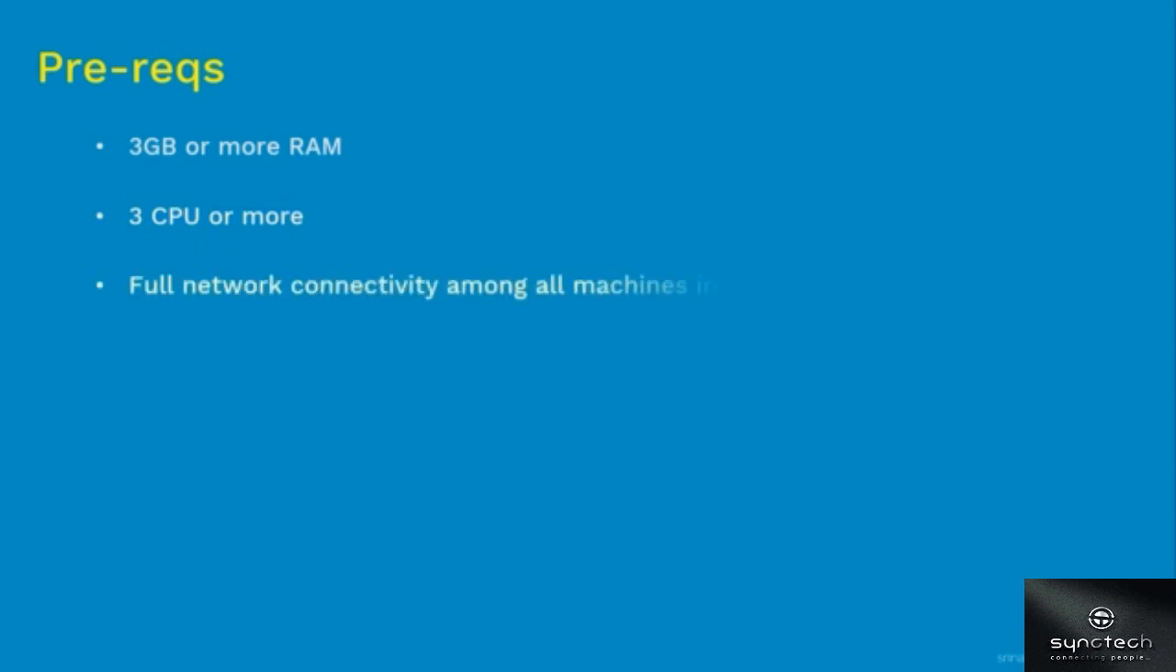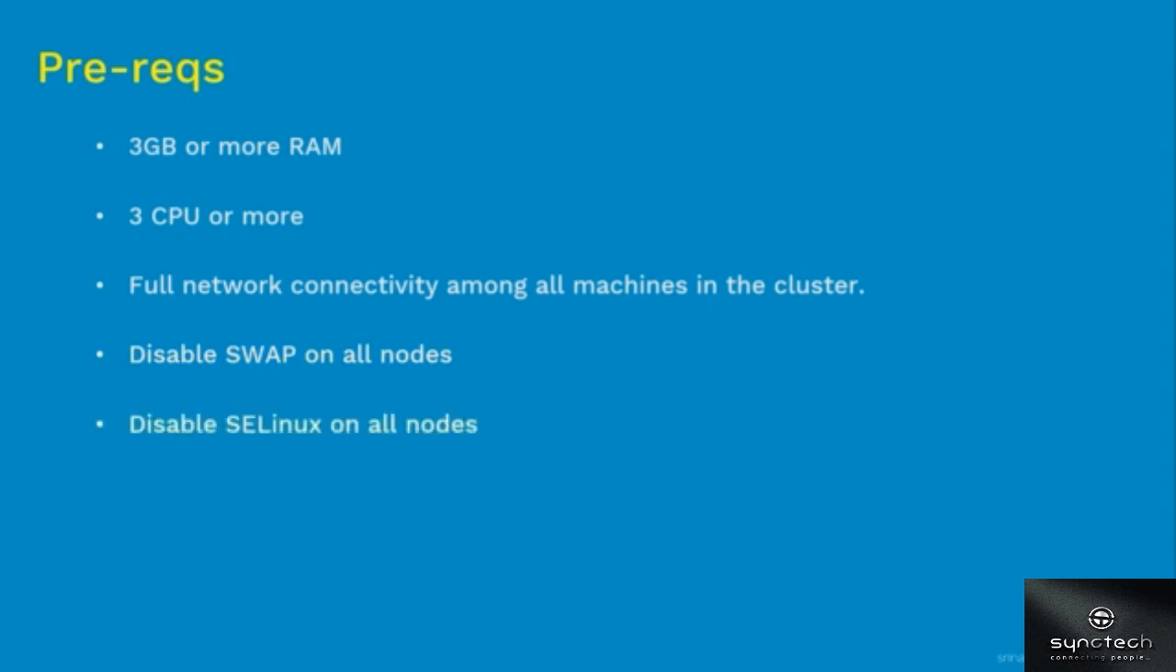The next requirement is to have full network connectivity among all machines in the cluster, between the master and the Kubernetes worker nodes. Next is to disable swap on all nodes. And the final requirement here is to disable SELinux. You have to do this until SELinux support is improved in kubelet. Now, let's take a look at the steps involved in creating Kubernetes cluster in the next slide.